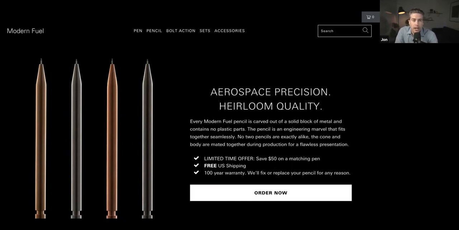But I do like right up front, the navigation tells me exactly what they sell, right? And it's all about the consumer: pen, pencil, bolt action, sets, and accessories. Perfect. Kept it product focused. Love it. And I like that they do show the product front and center, and that's great. And hey, if I'm ready to buy, I can order it right now. And they give me a couple of bullet points of why I should do that. So I like that aspect.